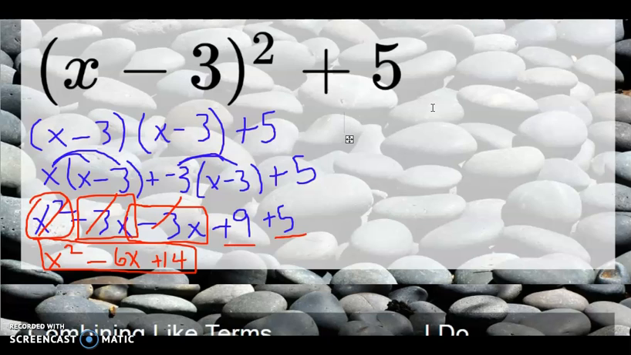So let's talk about our steps again. The first step was to expand. Step 2, we're going to distribute. And then the last step, we combine like terms.